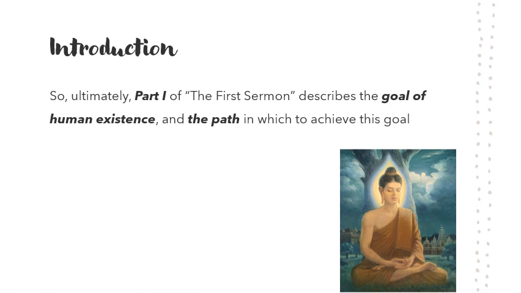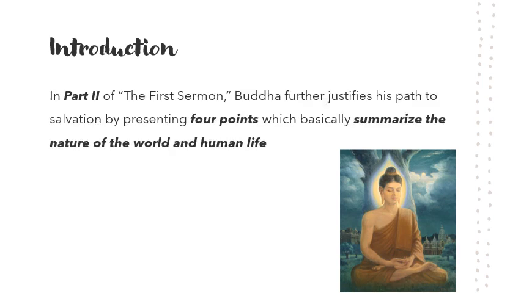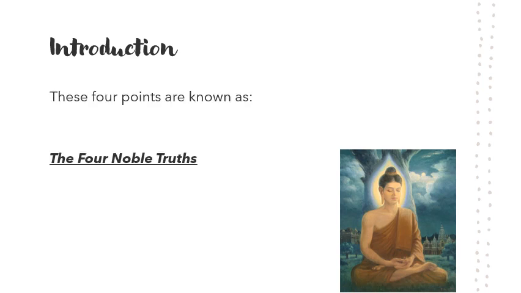So ultimately, part 1 of the first sermon, as we mentioned in our previous lecture, describes the goal of human existence and the path in which to achieve this goal. Now in part 2 of the first sermon, Buddha further justifies his path to salvation by presenting 4 points which basically summarize the nature of the world and human life. And these 4 points are known as the Four Noble Truths.